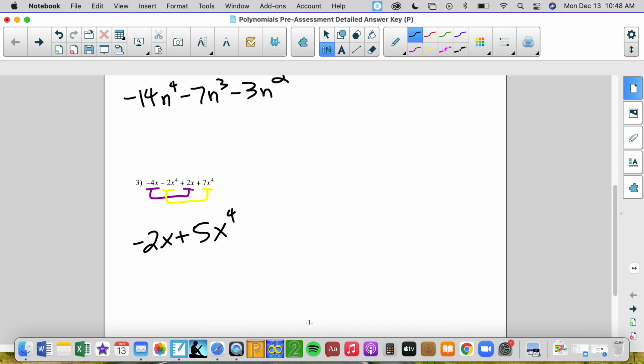Now we have to make sure it's in standard form. This is x to the 1st. This is x to the 4th. So we're going to write x to the 4th first. 5x to the 4th minus 2x would be standard form. That's our answer.